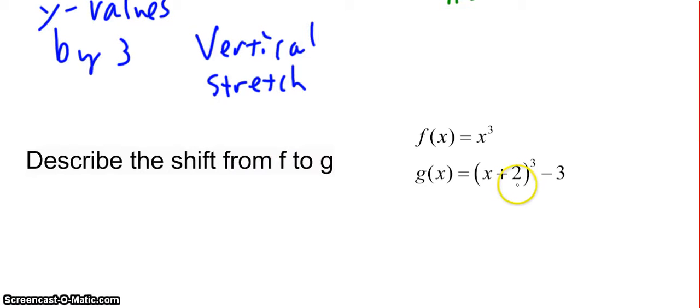Here, again, I want you to pause the video and think about what kind of transformations these are going to apply, the +2 and the -3 from the basic function. Pause the video, describe them, unpause when you're ready to check.